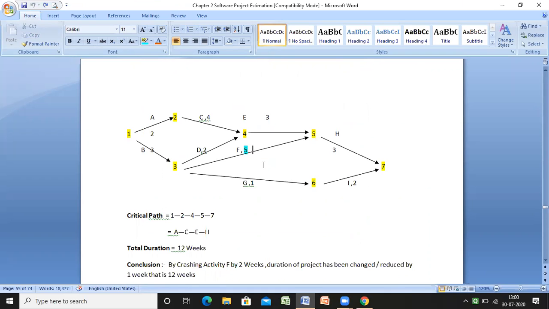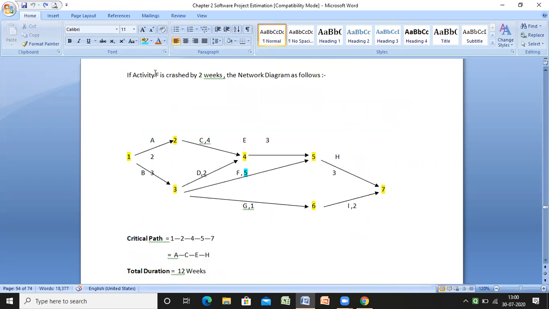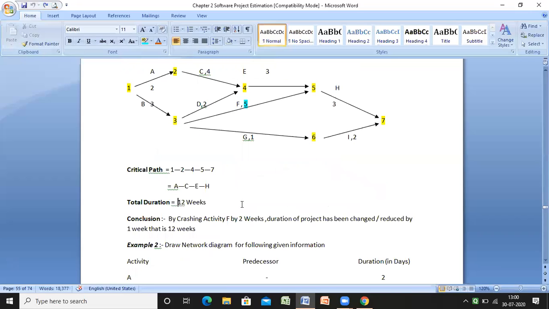In this case, I mention another diagram where I show 5 weeks in purple. Here I will get another critical path. What is that path? If activity F is crashed by 2 weeks, the critical path will come at 1, 2, 4, 5, 7, that means A, C, E, H. This is the upper path. It is the longest path, with the most duration. So the total duration will be calculated as 12 weeks.